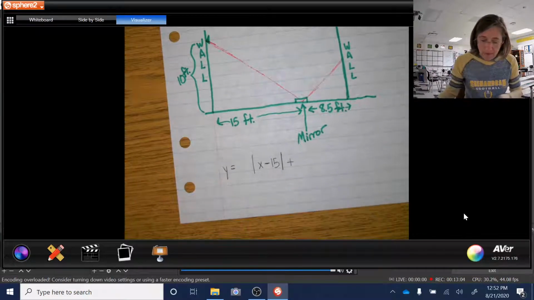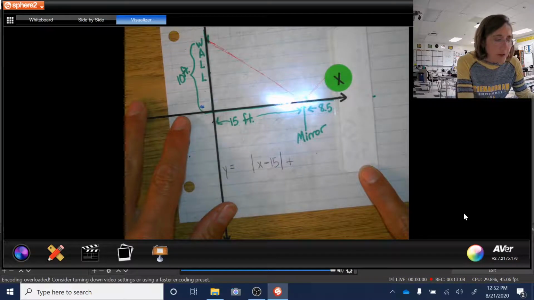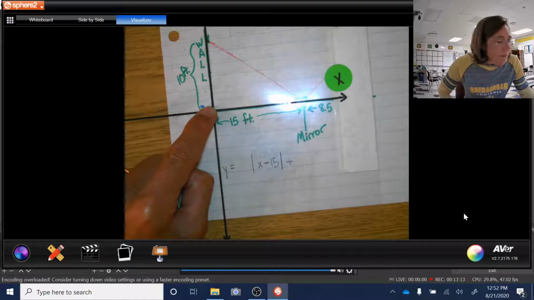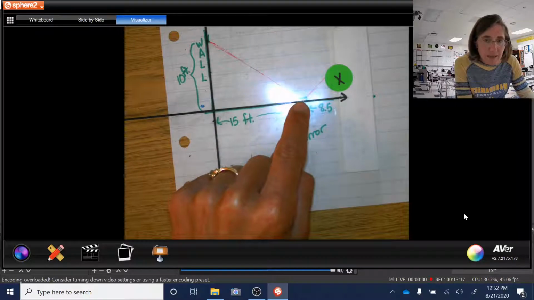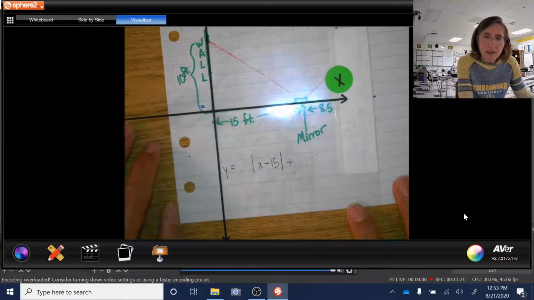So let me lay this back on here for a second so you can see it again. So if the parent function vertex would have been right here, we've moved it to the right 15 feet. Has that vertex gotten moved up or down at all? I know the glare is kind of right there, isn't it?